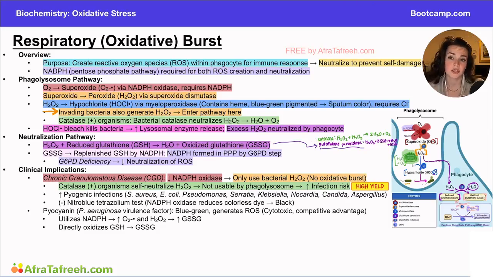So these patients are at increased risk for pyogenic infections with these catalase positive organisms. And as a refresher, some of those are Staph aureus, E. coli, Pseudomonas, Serratia, Klebsiella, Nocardia, Candida, and Aspergillus.